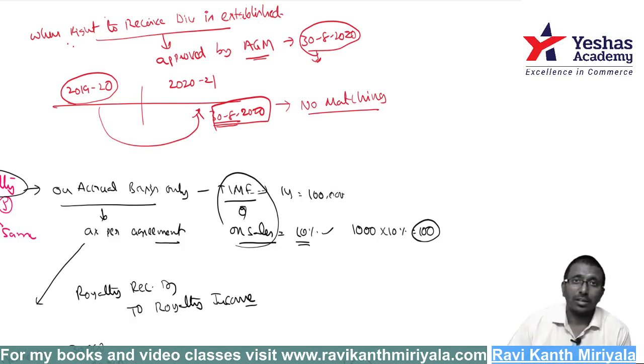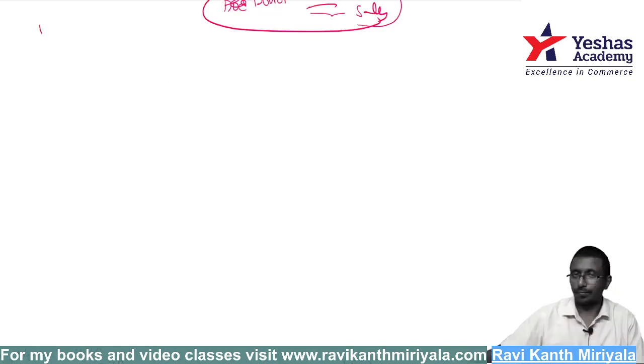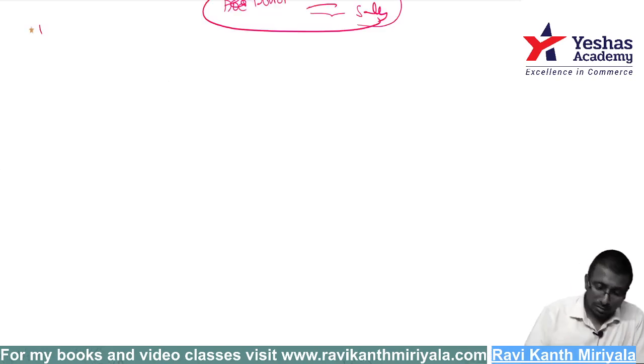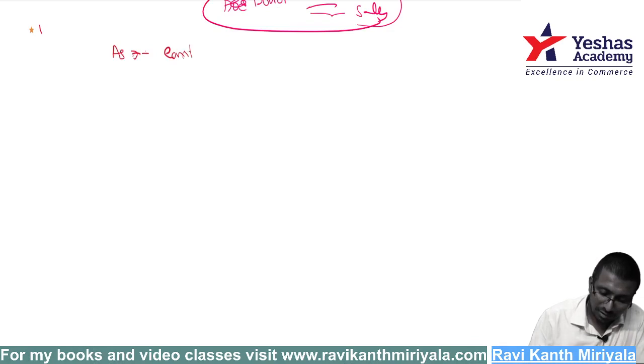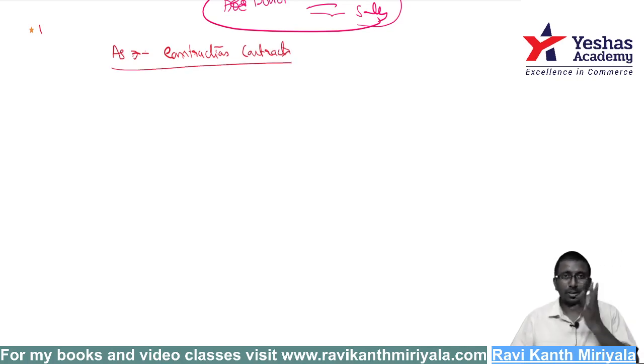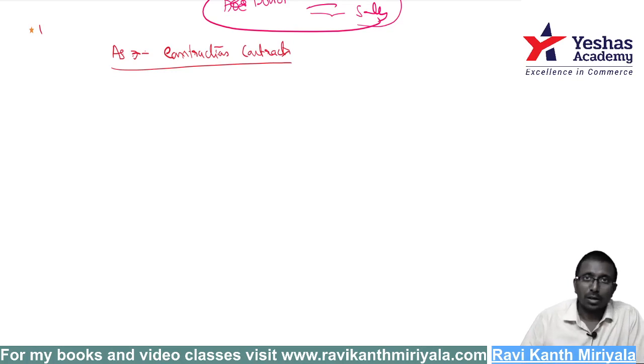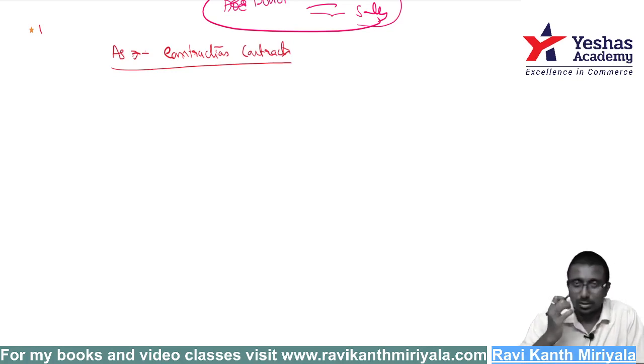This is with respect to accounting standard 9. Now let us look at accounting standard 7, that is construction contracts. This is also a small standard for revision, not much actually, but they will be asking questions.